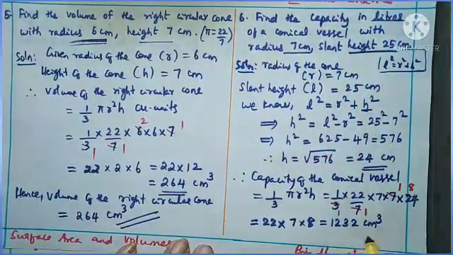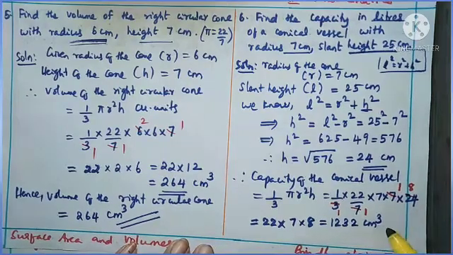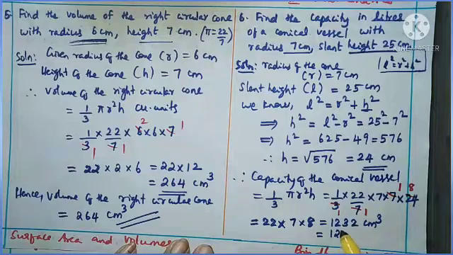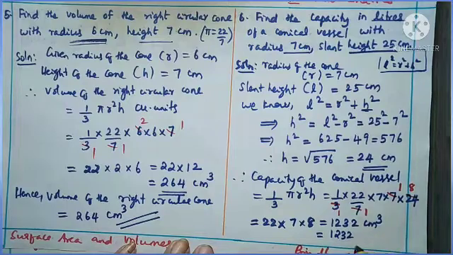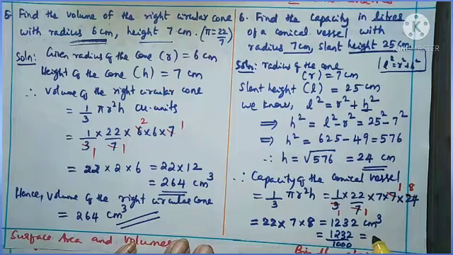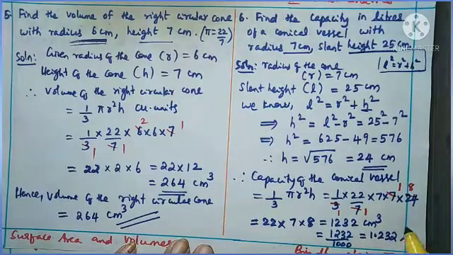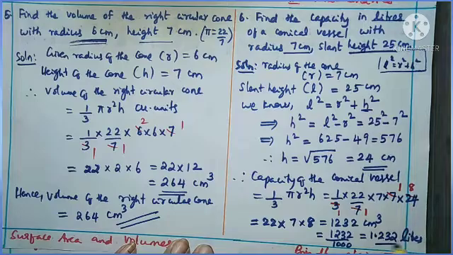So here we got the unit as centimeter cube. So convert centimeter cube into liters. What is the conversion? Yes, you want to divide by 1000 because 1000 centimeter cube is 1 liter. So divide by 1000, that is 1, put the decimal 3 places, 1.232 liters. So that is the required capacity of the vessel.